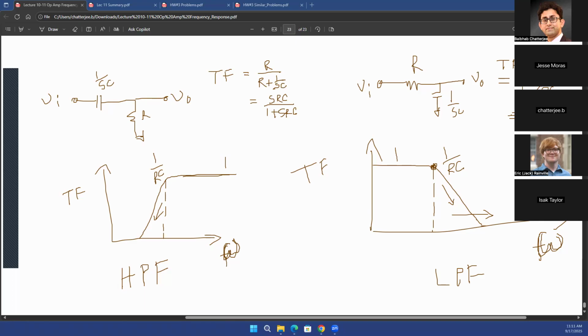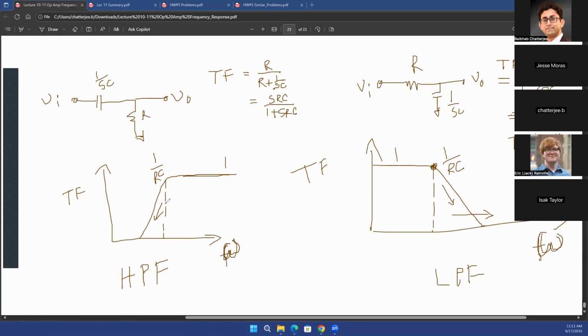So if your S increases by 10 times, and if your SRC is much larger than 1, then your entire transfer function reduces by 10 times, because you have SRC in the denominator. So transfer function will reduce by 10 times. So you have a one-on-one relation here: your frequency increasing by 10 times, your transfer function reducing by 10 times. So you have a one-on-one relation between frequency and the value of the transfer function.